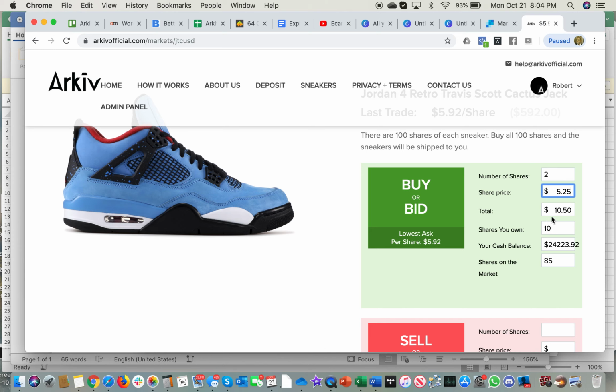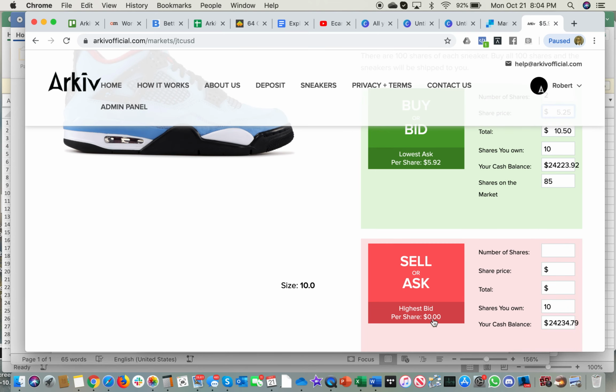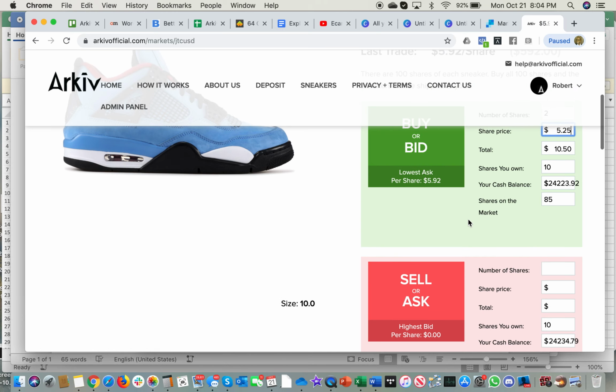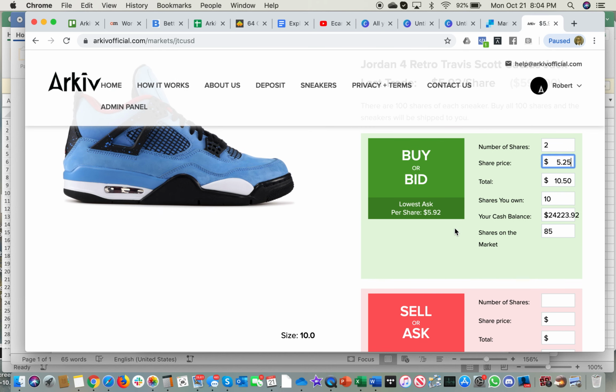But the beauty of our system, what I was saying earlier, is once we process this bid, that will signal to the market that somebody is willing to pay $5.25. And where we're going to see it is right here. Right now, the highest bid per share is 0. But once I process this bid, it's going to tell the entire market anonymously that someone's willing to pay $5.25. And the person who owns these shares at $5.92, they'll see that. They'll have to think to themselves, okay, I'm selling these shares for $5.92, but somebody's willing to pay me $5.25 right now. And so then they have to make a decision.